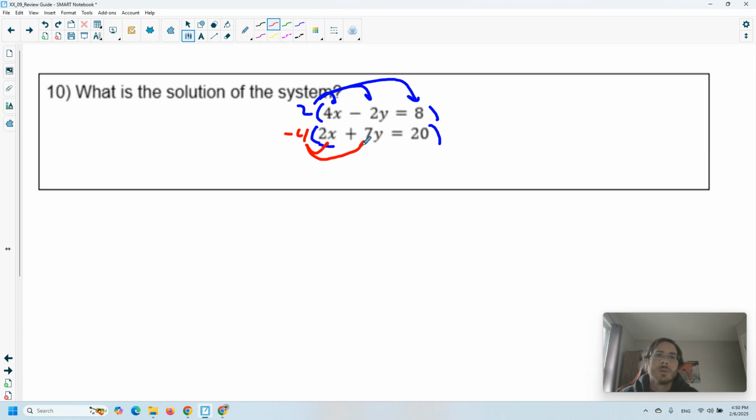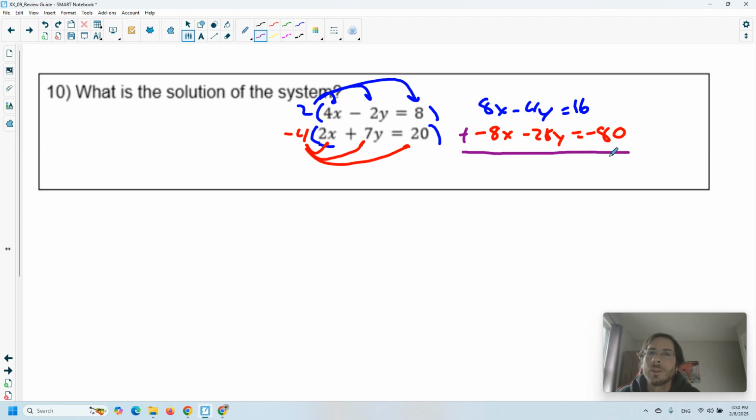So we have to distribute all these pieces. 2 times 4 is 8, 2 and negative 2 is negative 4, 2 and 8 would be 16. On the bottom, negative 4 and 2 is negative 8, negative 4 and negative 7 is 28, negative 4 and 20 is negative 80. So if we add those up now, we should be in business because the x's are going to cancel. If we tried to add them up here, we'd get 6 and 5. Wouldn't work. You've got to get 0. Without 0, it doesn't work.